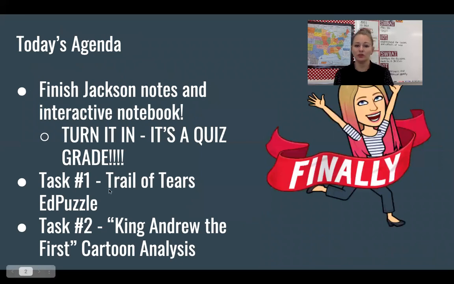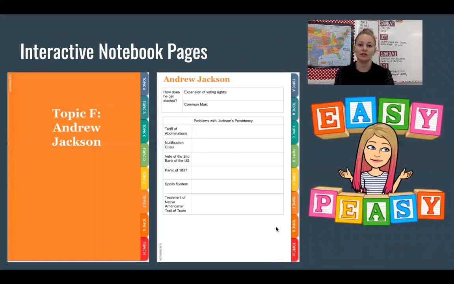So today's agenda, we're going to finish up the notes and turn in your interactive notebook. You have an EdPuzzle to do on the Trail of Tears, which is not very long. And then you have an analysis of a political cartoon. So we'll talk more about that in just a few minutes. This is the interactive notebook page that you need to have open. We already did everything from here and up last week.